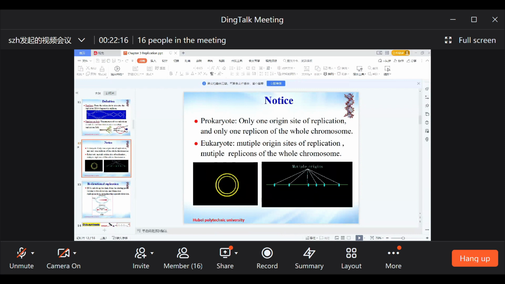Further, in the right figure, you can see the origin site. And another property is bi-directional replication. From the origin site, you can see two directions, and at the same time offspring DNA is synthesized.